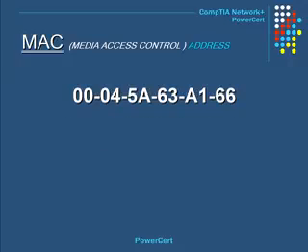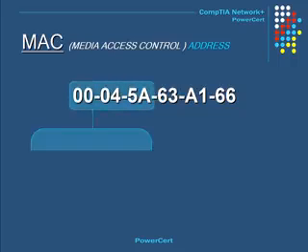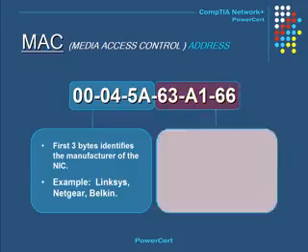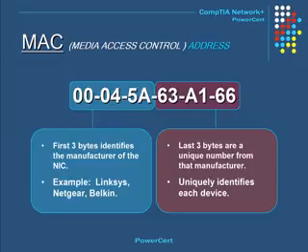The MAC address is broken up into two parts. The first 3 bytes of the MAC address identify the manufacturer of the NIC, for example Linksys, Netgear, or Belkin. And the last 3 bytes are a unique number from the manufacturer that identifies each device on a network.